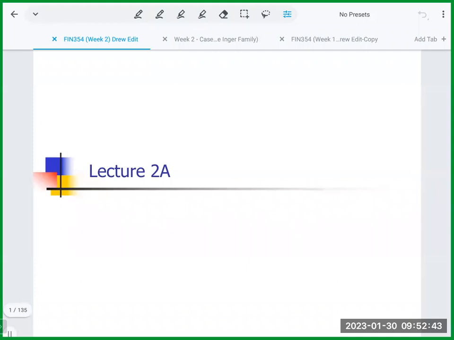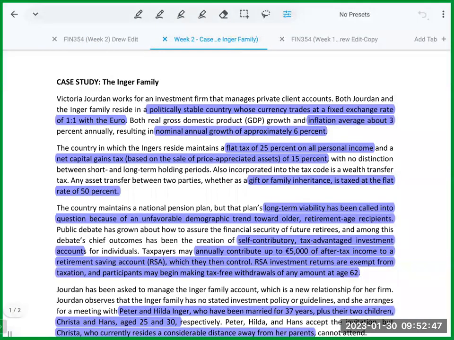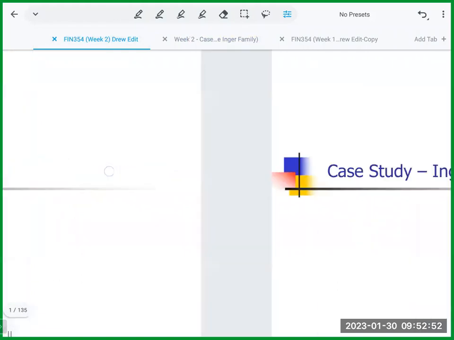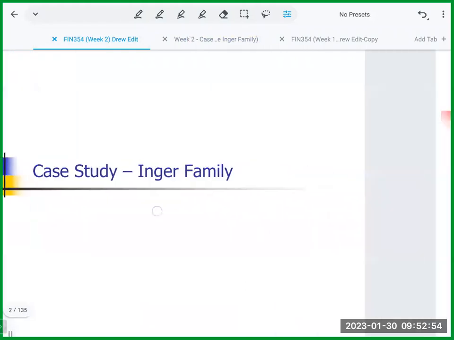So it's the Inger family case study. If you can see here, I've already done some highlighting. Don't worry about it. We'll go through it step by step. All right? Sure. We'll first go to the case study.